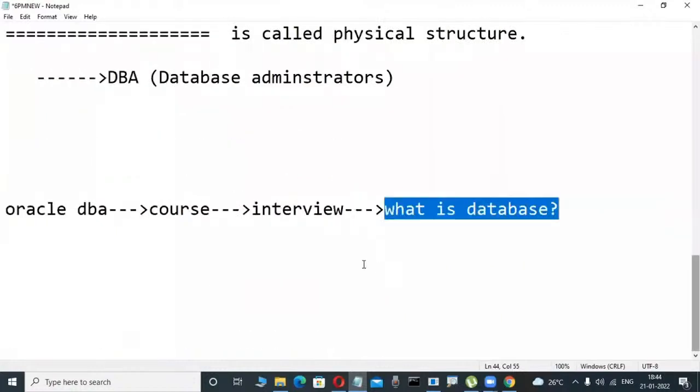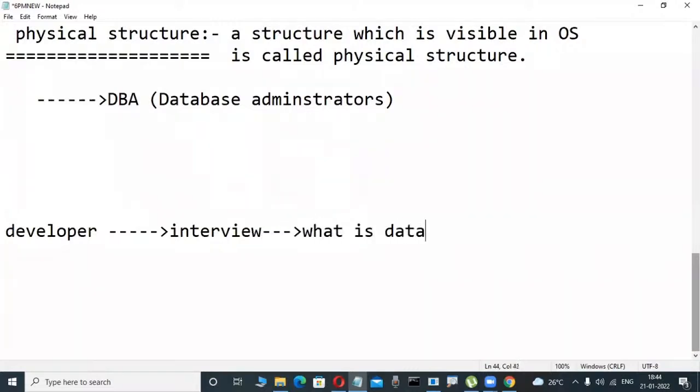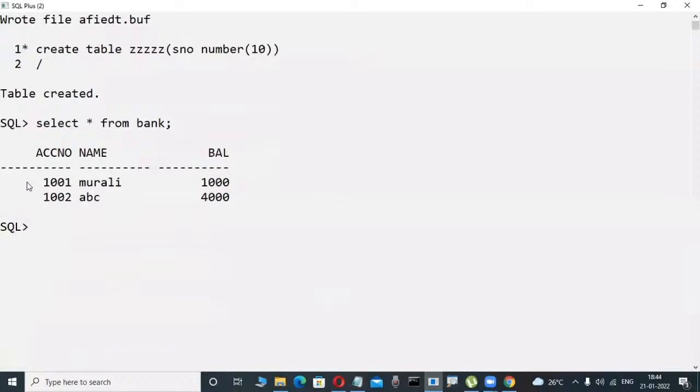Suppose I am a developer, not an administrator. I am a Java developer, SQL developer, PL/SQL developer, Python developer, like that. These developers attend an interview. What is a database? They may not ask it, but generally, if they ask, the developers answer in terms of the logical structure: it is a place where we can store a structured collection of data.